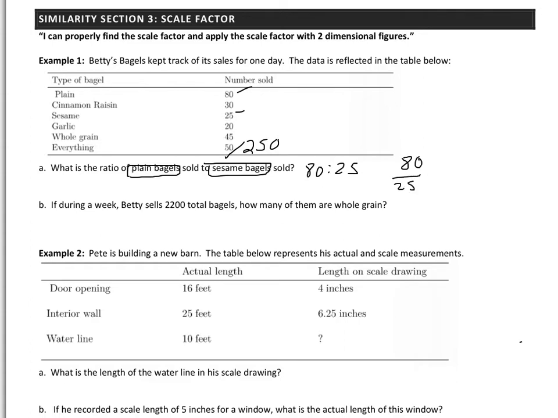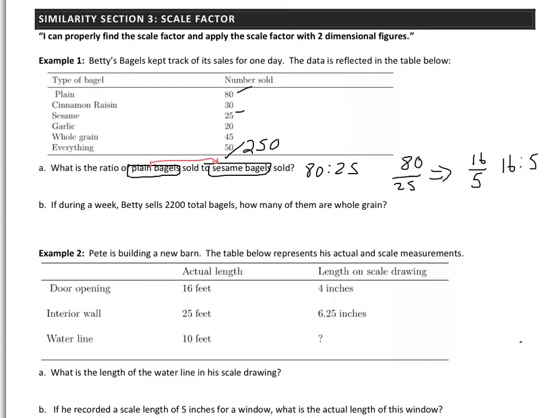Now it's good practice to take any ratio and write it in simplest form. So if we simplify this, we would get, I believe 5 goes into each one, and we get 16 over 5. And again, that can be written in fraction form or in ratio form. Notice one important part, and that is that we went plain bagels to sesame seed bagels, and that order matters.